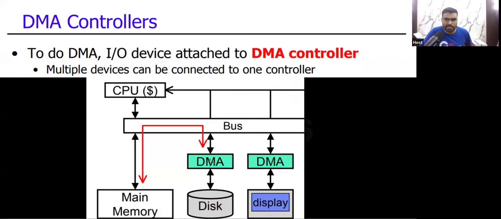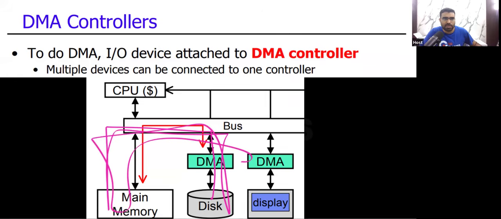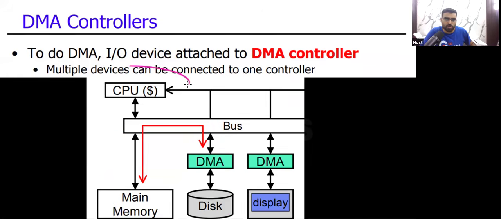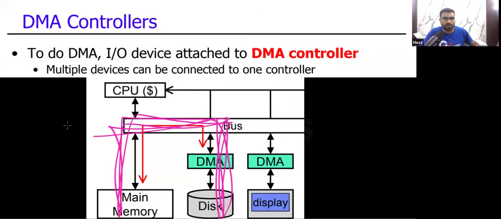So this DMA is basically a hardware to which this IO device is connected, and this DMA controller is connected to the system bus. Is this point clear? And you can see what this DMA will do. Using this DMA controller, we can do direct data transfer between the IO device and main memory. We don't have to go through the CPU. The data does not have to go through the CPU. The CPU will not have any intervention during this data transfer. I hope this point is clear.